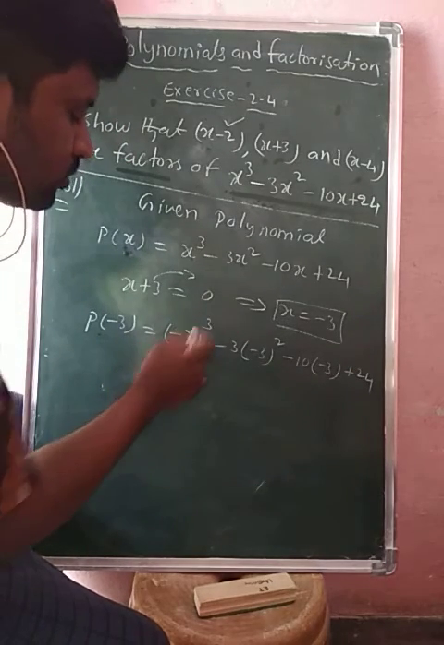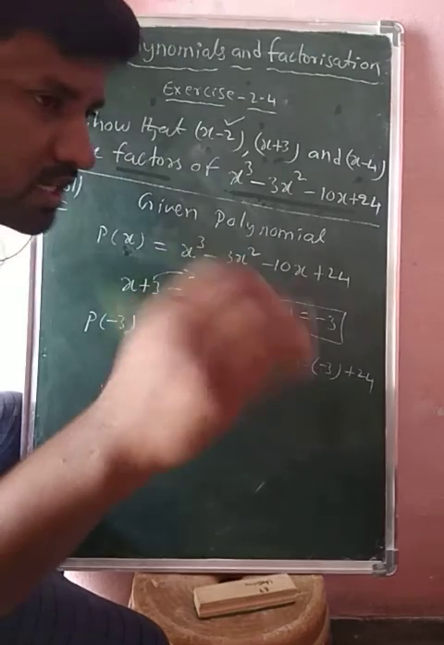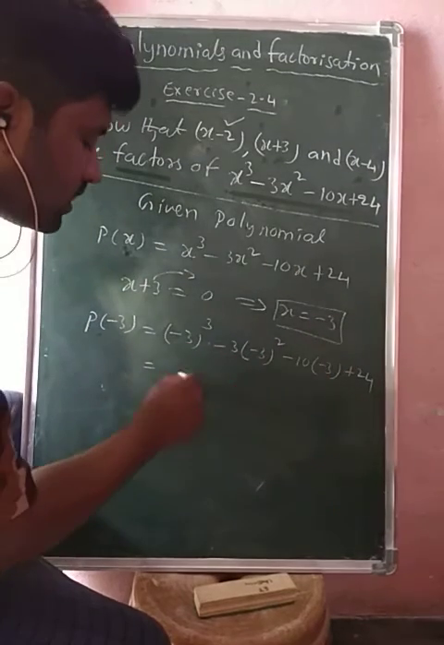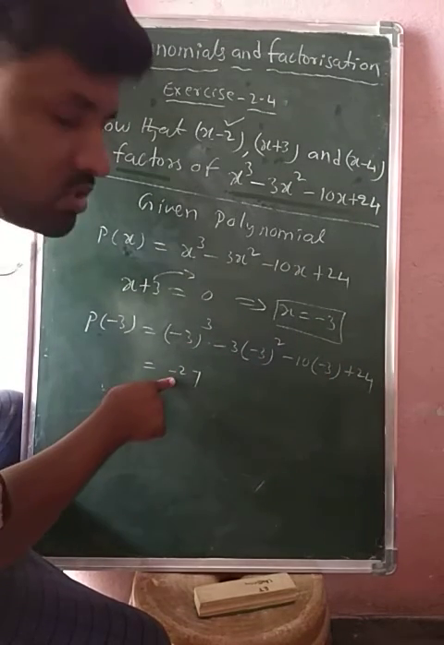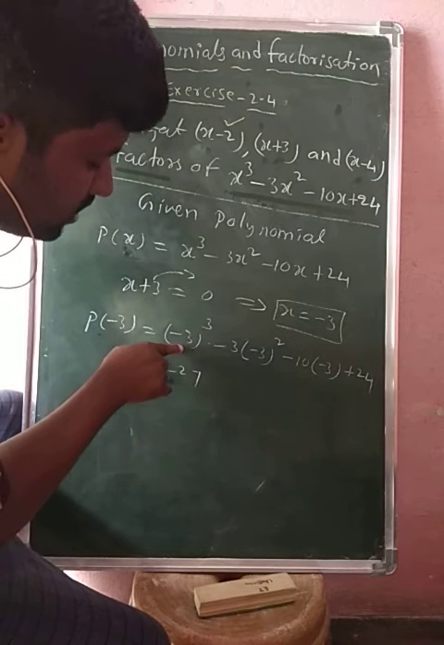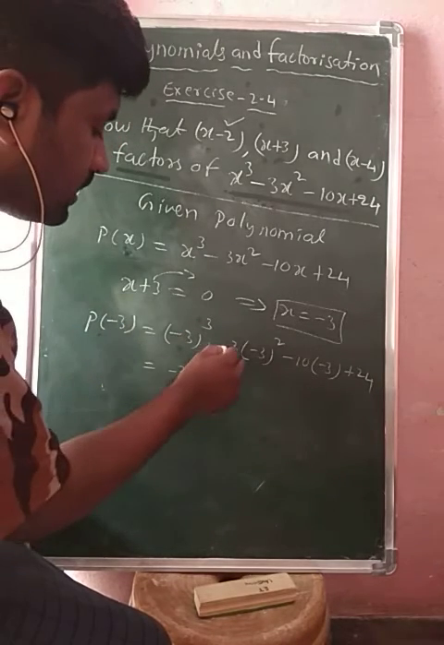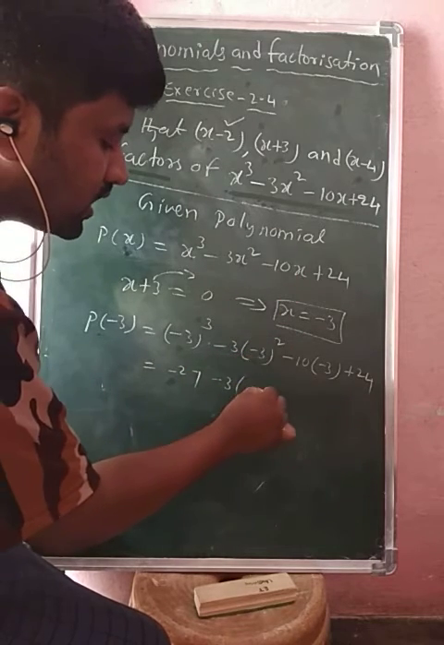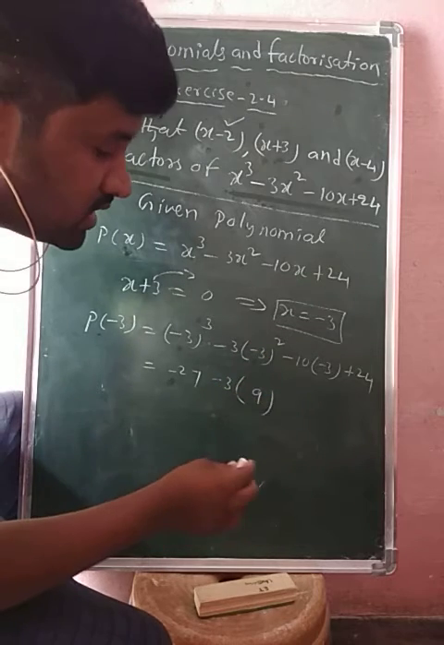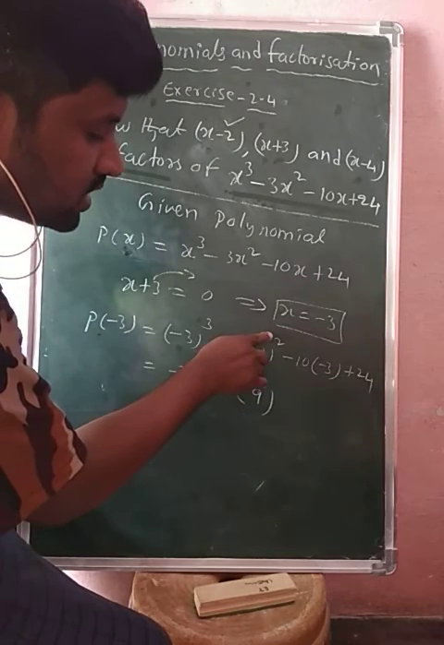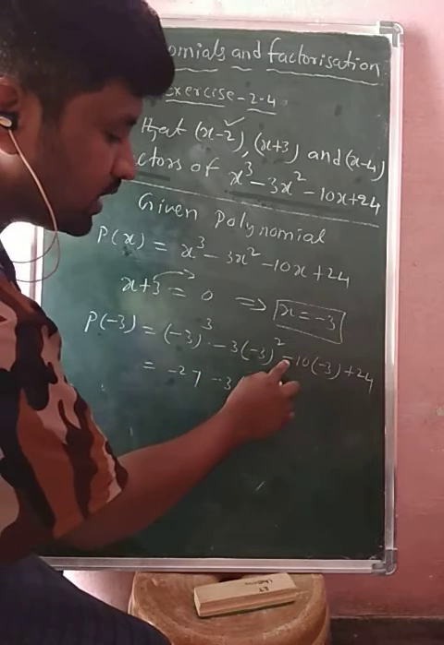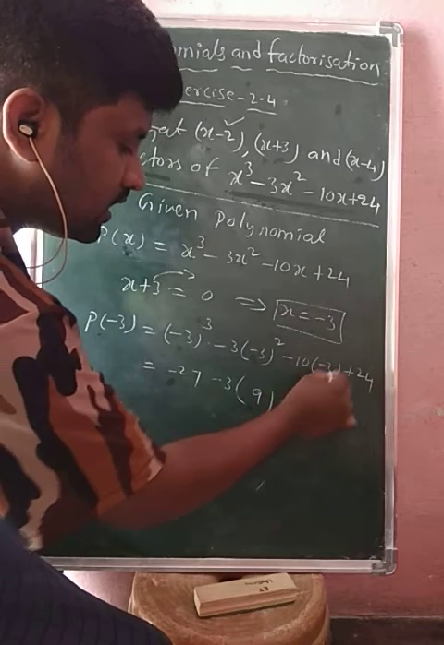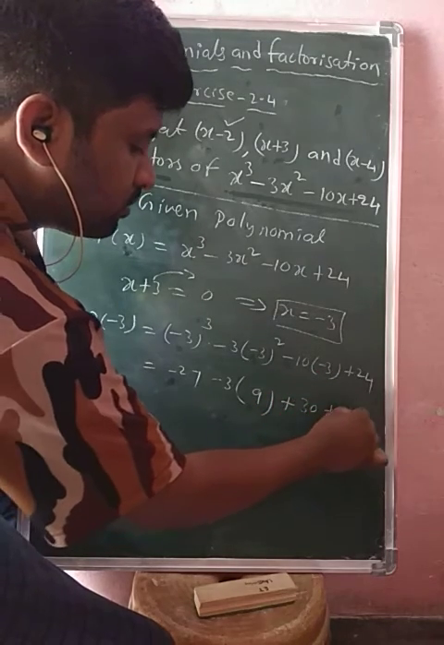Minus 3 whole cube means 3 raised to the power 3, so 3 3s are 9, 9 3s are 27, but we get minus 27 because minus 3 is a negative number and the power is odd. Minus 3 whole square means we get 9. 3 square means 9, and here it's negative but the power is even, so we get positive. Minus of minus, minus 10 into minus 3, minus of minus is plus, 10 3s are 30, plus 24.